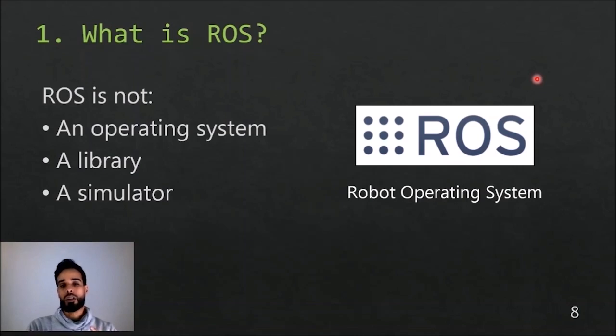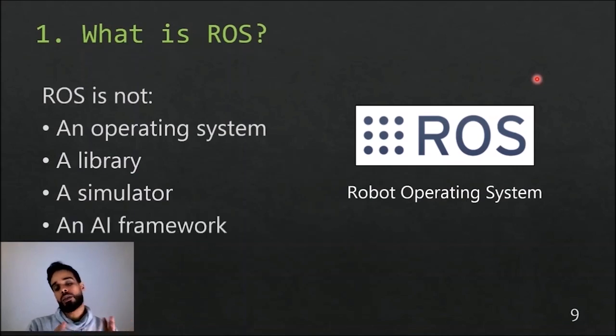It's sending the orders to the robot motors, to the arms, to the hands of the robot, and so this is actually controlling the real hardware, the real robot. It's not only about simulation. Of course, we can do simulation, but it's also controlling the real robot.